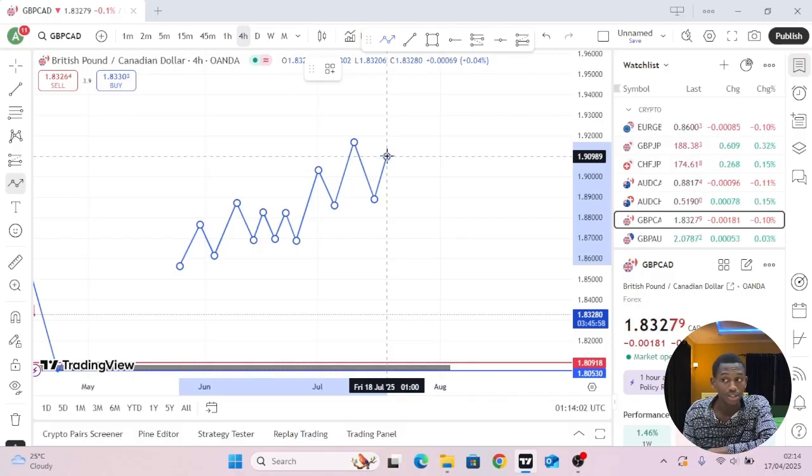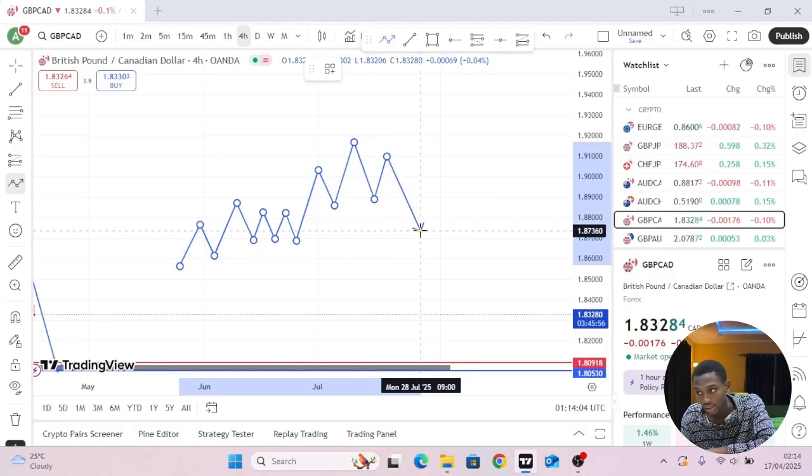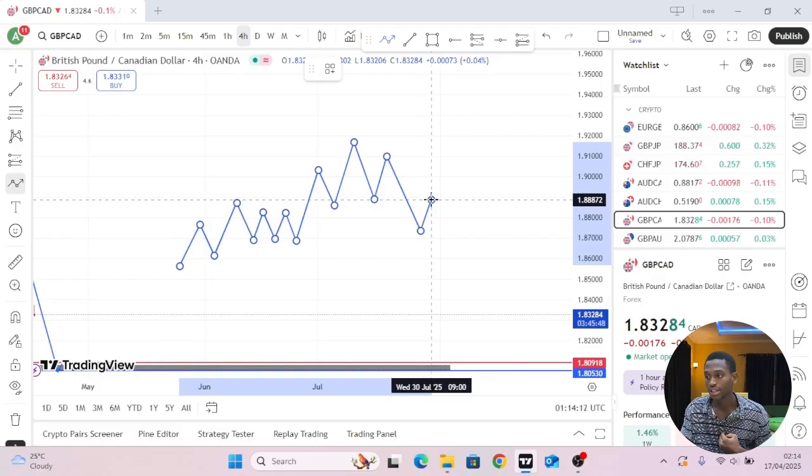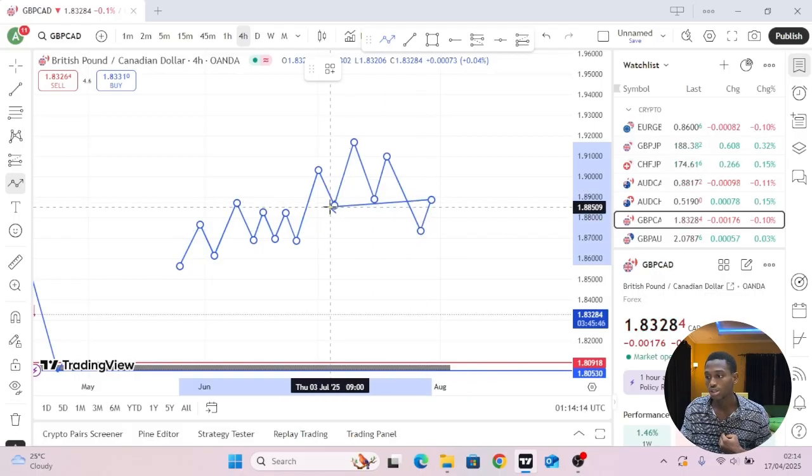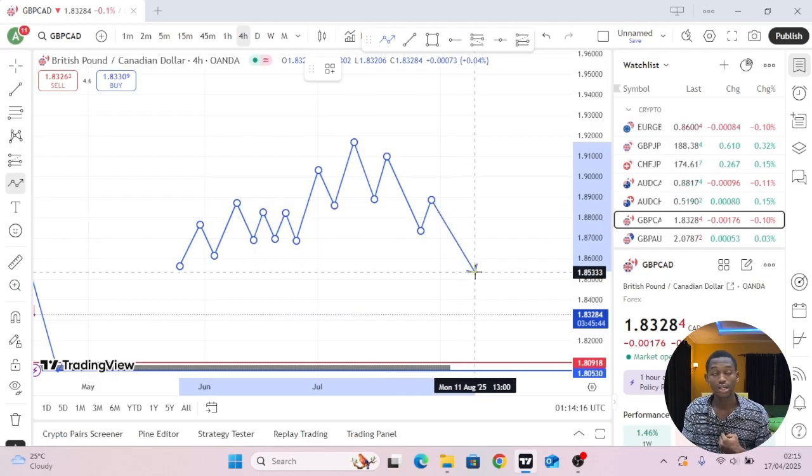And then from creating a lower high, it creates a lower low. This is automatically a shift of structure. Now, if I were to enter this trade on a shift of structure, I would enter the trade right here when it comes again to this zone to create another lower high and then a lower low.